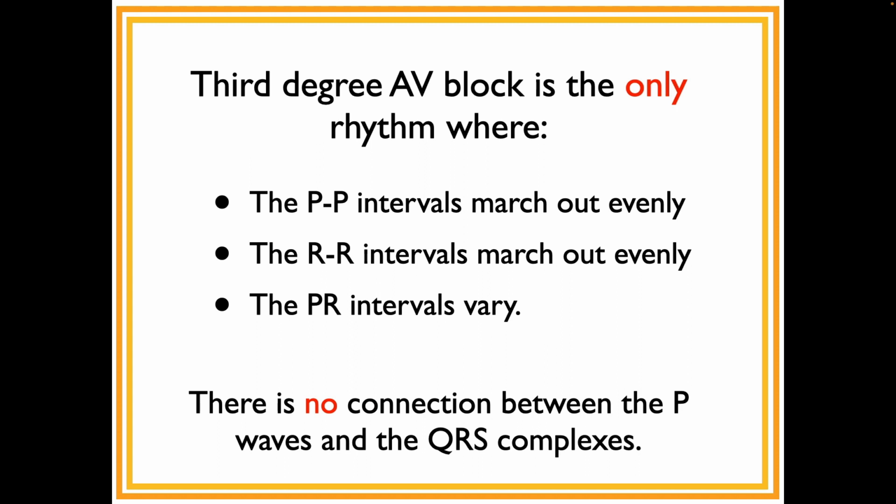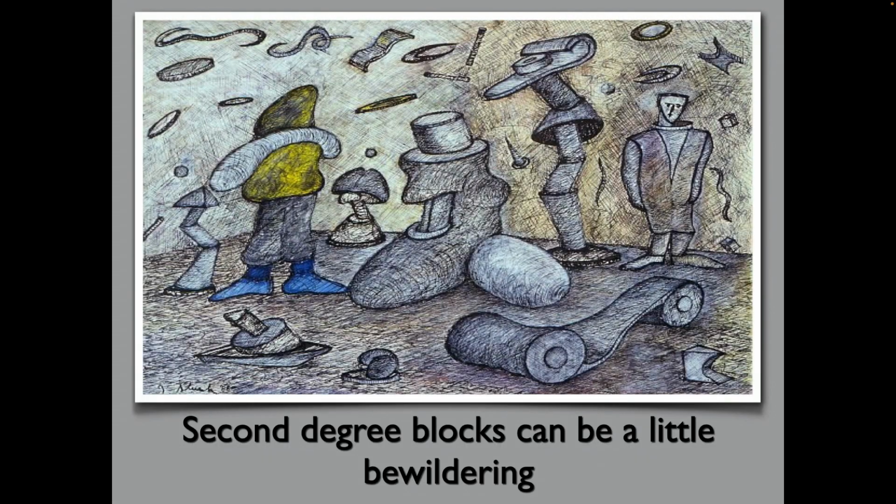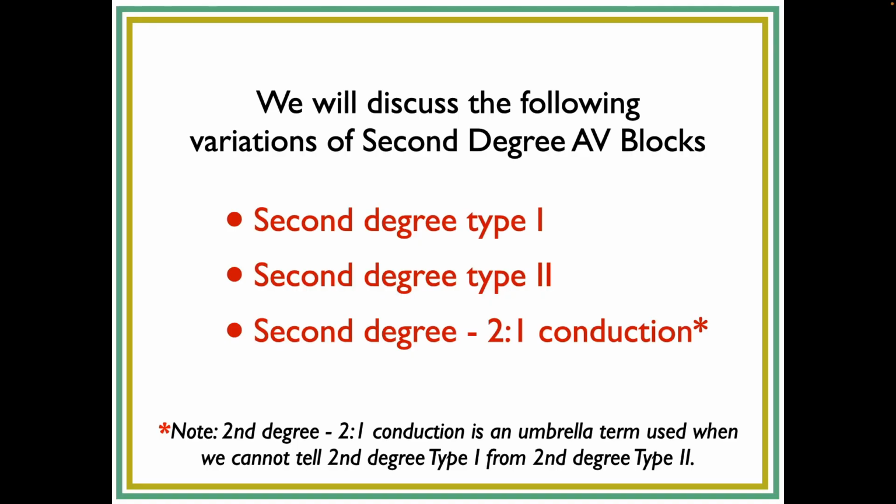Let's go a little further before we take a break, even though we're moving into difficult territory. Second degree blocks can be a little more bewildering, okay? So we're going to discuss, again, this is one of those where you can kind of break it. You have to choose how much you're going to break it down. And my choice is that, first of all, second degree type 1 and second degree type 2 are the main two second degree AV blocks.